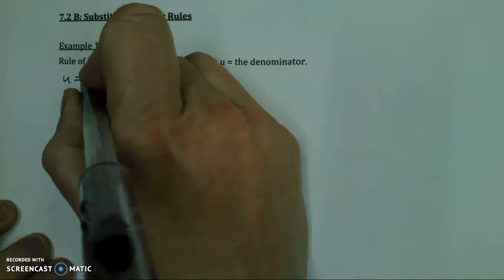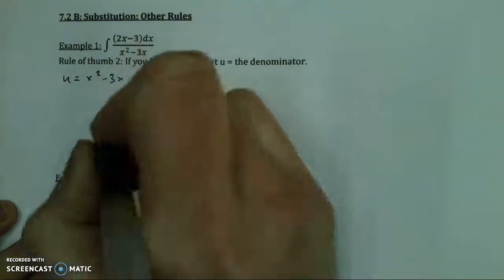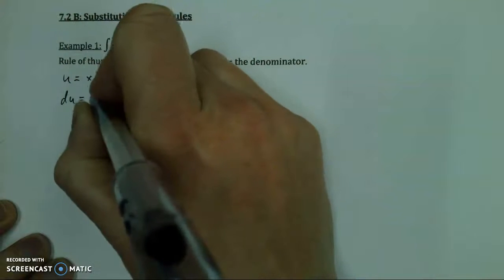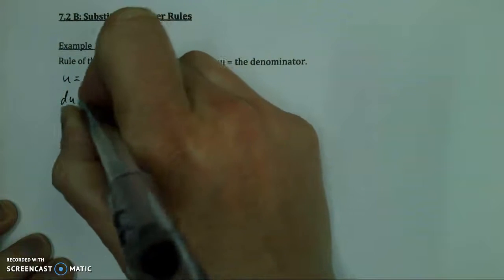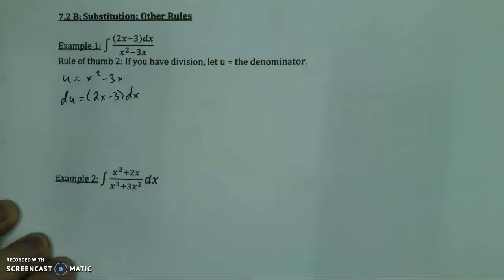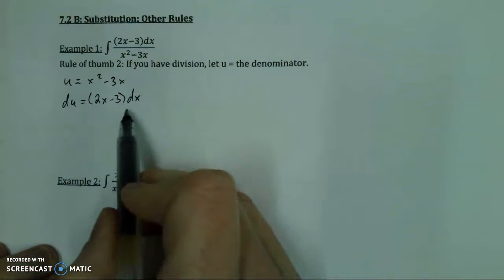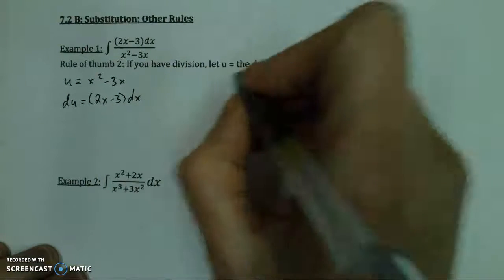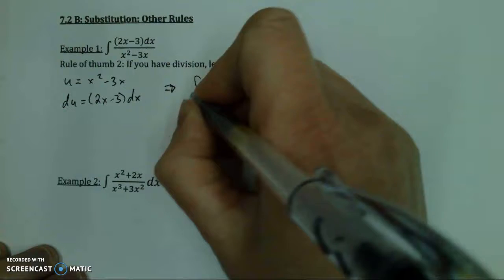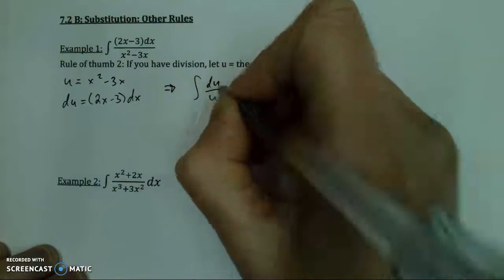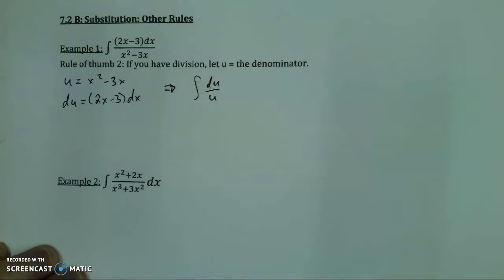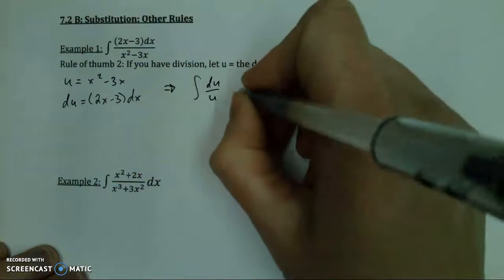So here, my u is going to be x squared minus 3x, in which case du is 2x minus 3, and again I am going to write that in differential notation with the dx there as well. The same rules for substitution still apply, so everything in du has to be in my problem, which is the case here, so I can rewrite that as du over u. And secondly, that my resulting integral has to be something I can actually integrate.